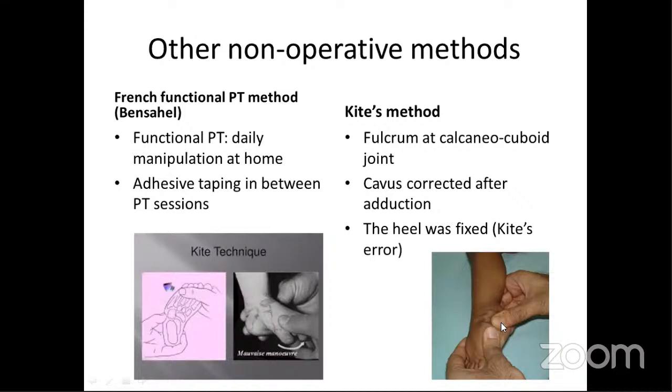When the fulcrum is at the calcaneocuboid joint, you hold the heel as it is held in this diagram. And once you are holding the heel, you block the valgization of the heel with the abduction of the fulcrum. So that holding of the heel was called Kite's error. So we are not using Kite's method anymore because of all these problems, and that is why the Ponseti method is being used.